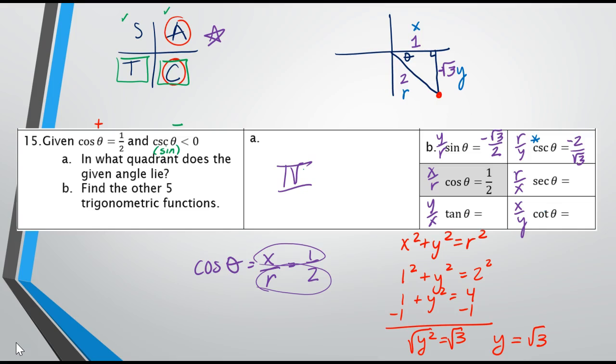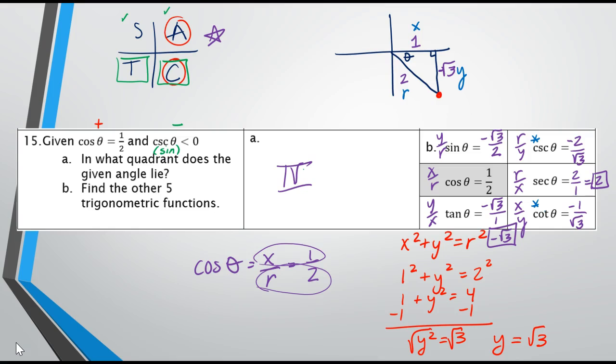Cosine was given to us, so we don't have to do any work to get cosine. And then secant, if I take 1/2 and flip it upside down, it gives me 2 over 1. But I don't have to write the 1, so I can just write it as 2. And then for tangent, it's y over x. So y is negative square root of 3, x is 1. So I could actually just write it as the negative square root of 3. I don't have to keep the 1 there. And then for cotangent, I would flip it. So that would be negative 1 over the square root of 3. So that one also gets a star because we're going to have to come back and rationalize.